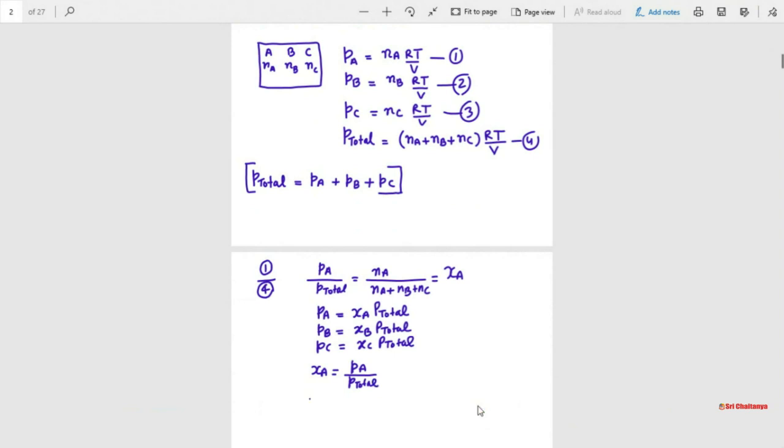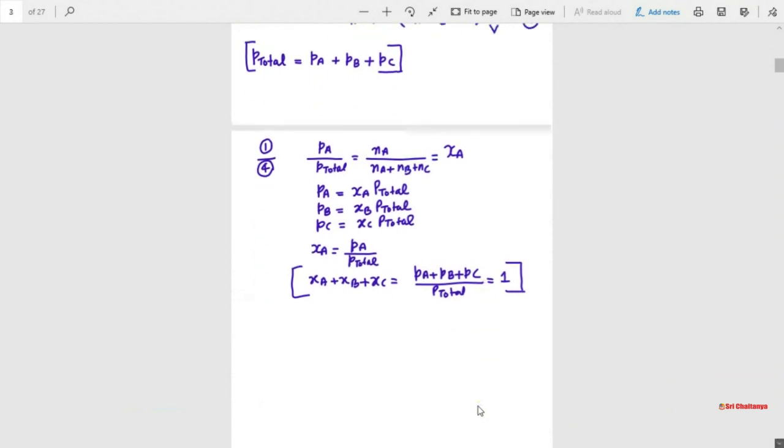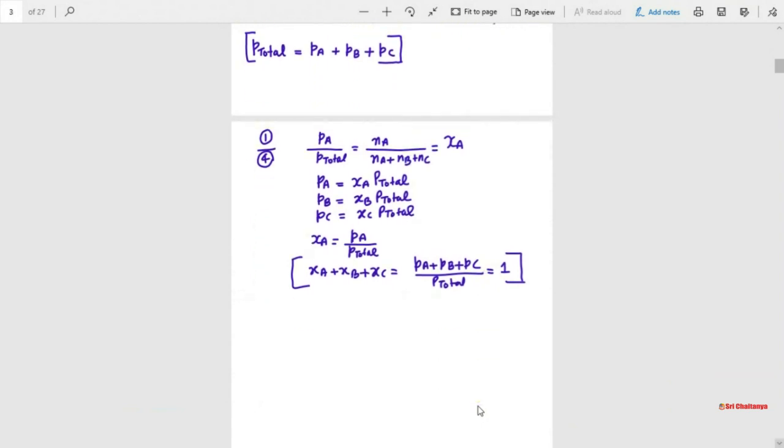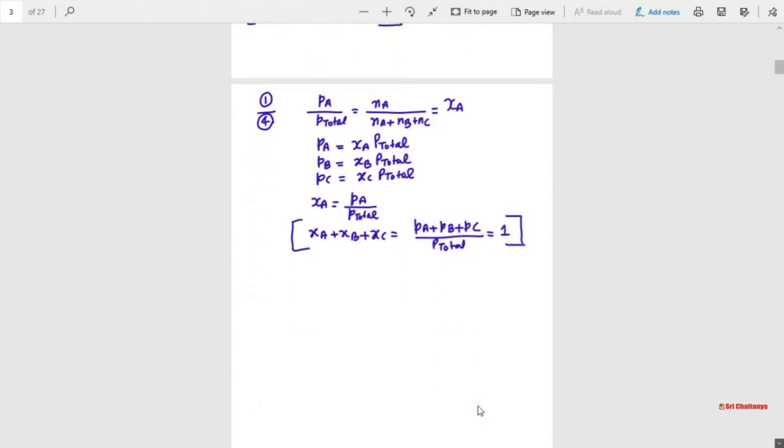So if I write the value of XA plus XB plus XC, I am getting partial pressure of A plus partial pressure of B plus partial pressure of C upon P total, and here we are getting the value 1. We already know that there are 3 components, so the sum of mole fraction of all these 3 components is equal to 1. Right? So what is the point we have to remember?